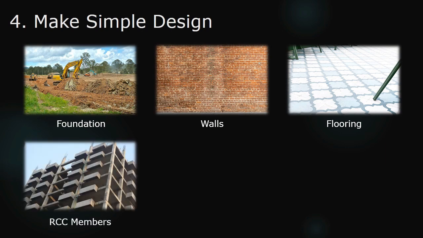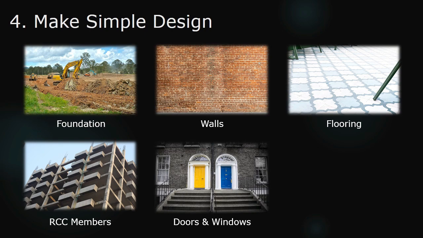RCC members. There are columns, beams, slabs, and lintels; avoid excess extra steelwork beyond the design drawings and maintain the proper concrete mix design ratios. Doors and windows. Use prefabricated doors and windows. There are various types of doors available, such as doors with cement board, concrete frame, flush doors, etc. Prefabricated windows are also available in a range of options, such as windows with concrete frame, cement board.